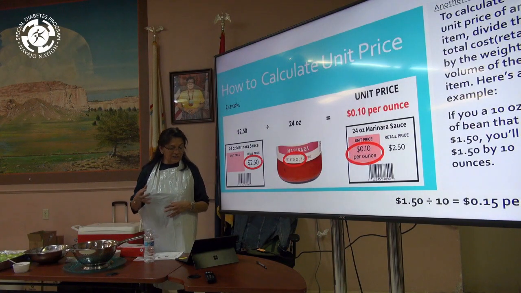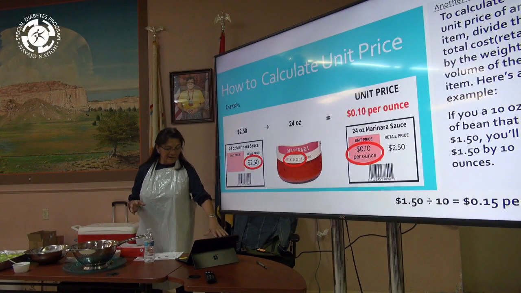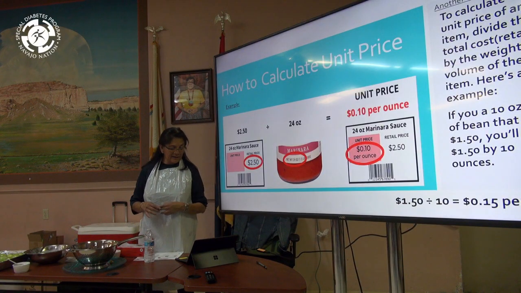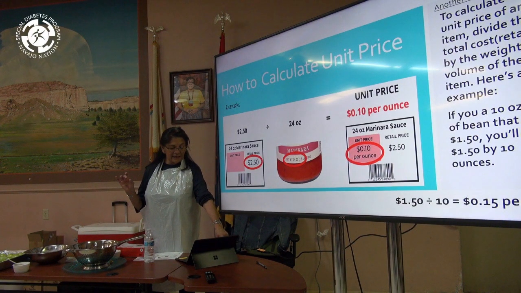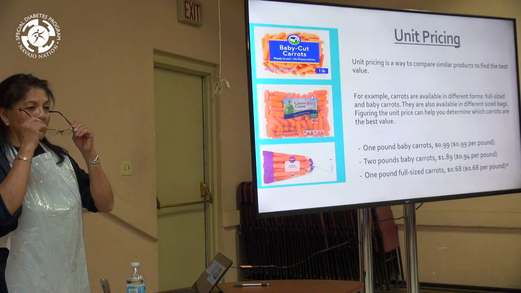To go into a deeper conversation on this and how to calculate the unit price, you find the price of it already, and then go for the size. This one has like 24 ounces. So there's 3 different brands right there.